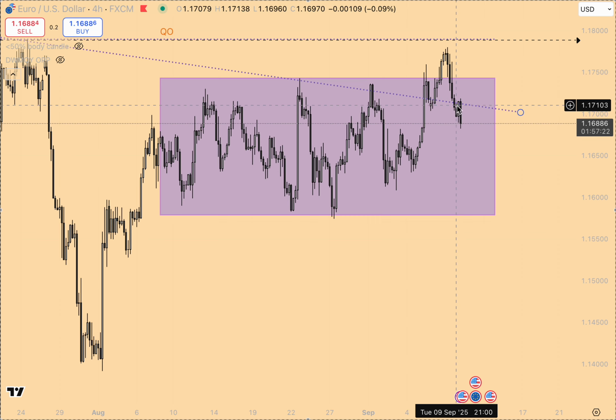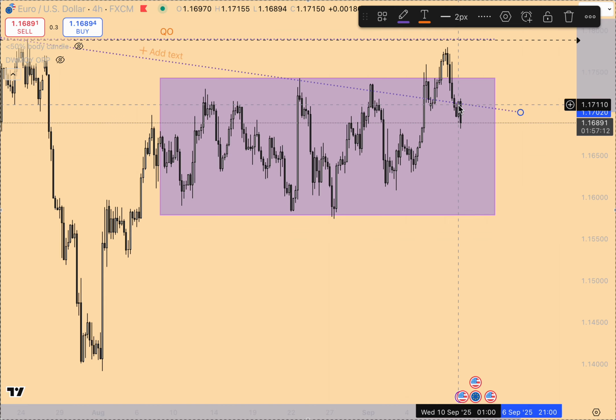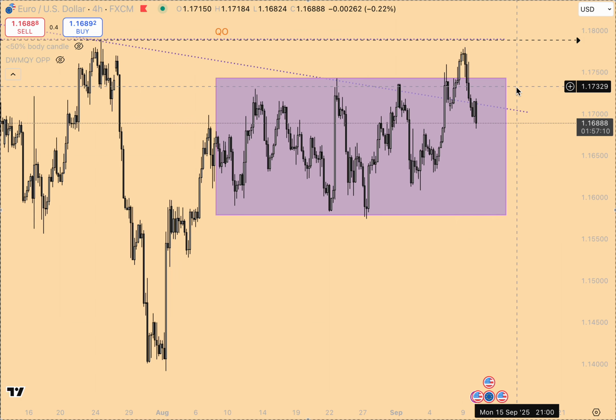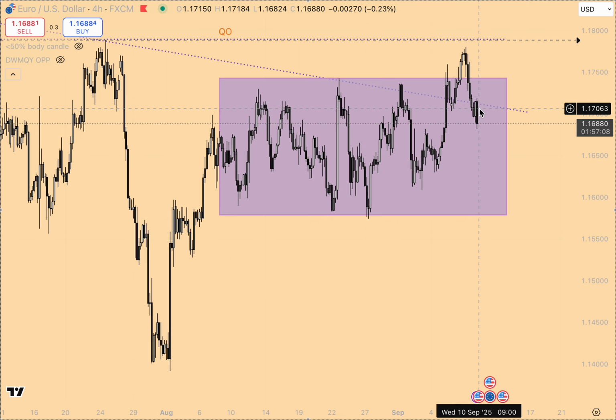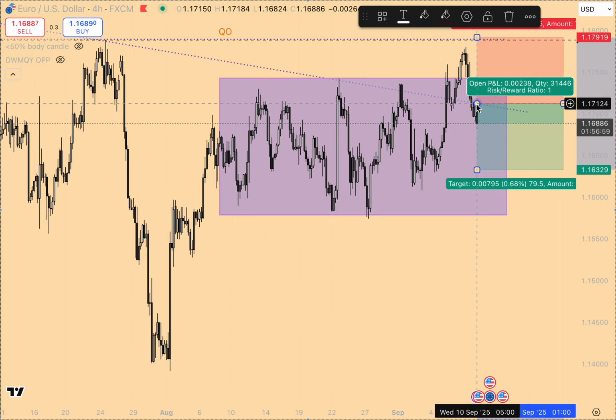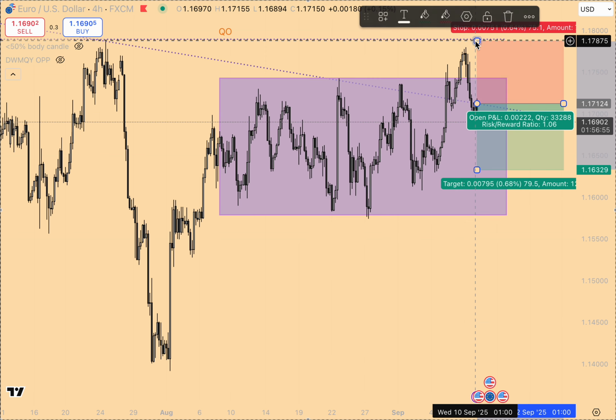So now we broke that fractal low last night. We retraced into it at 1 a.m. and then we started to sell off. So for Euro USD, based on the market structure, you can look for positions. We've had that fractal break, we've had that retrace. You could look for positions from here, with your stop above here.